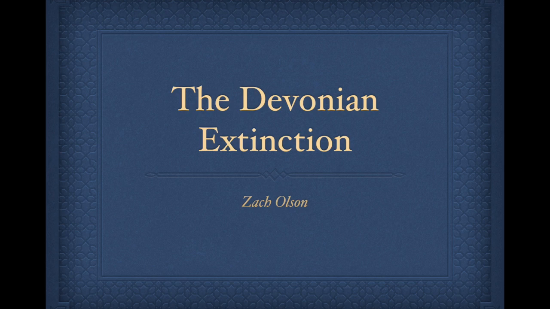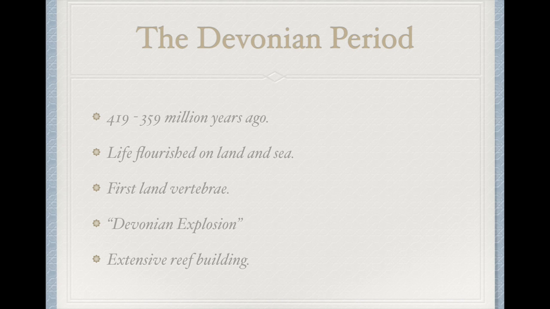We will begin with the time leading up to the mass extinction. This, of course, was the Devonian period. This period lasted from about 419 to 359 million years ago. It was a time of relative peace on Earth.